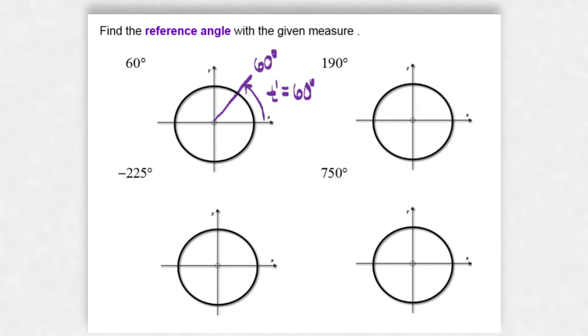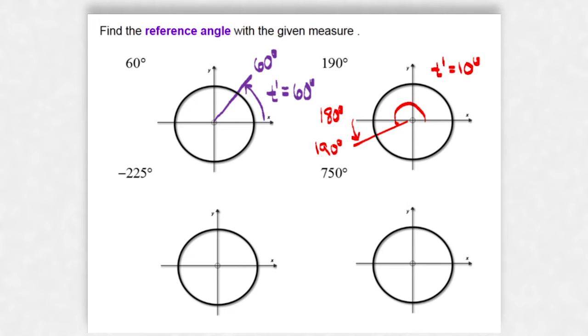Now, I do one, you do three. 190 degrees. Let's see, 190 degrees puts me in which quadrant? In the third. Beautiful. So there's the rotation of 190 degrees. What is the rotation from the horizontal axis to that terminal side? 10 degrees, because you're going from 180 degrees to 190 degrees. So my reference angle, t with a little tick mark, is 10 degrees.